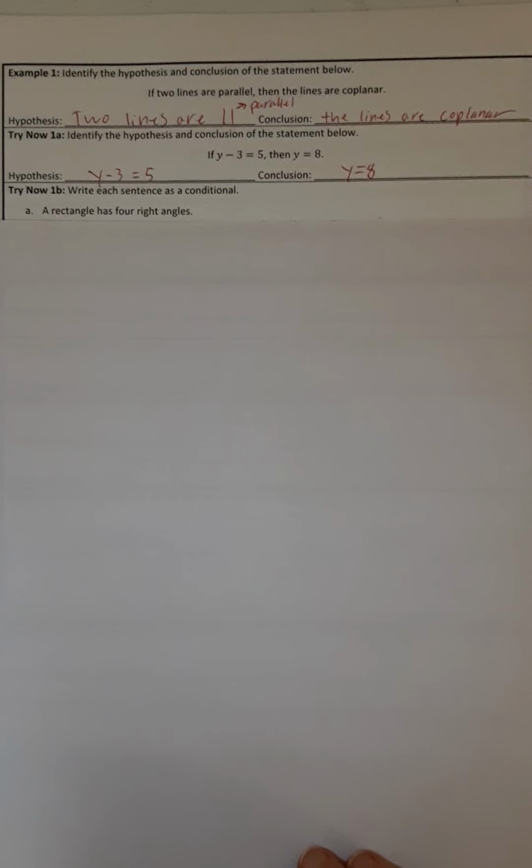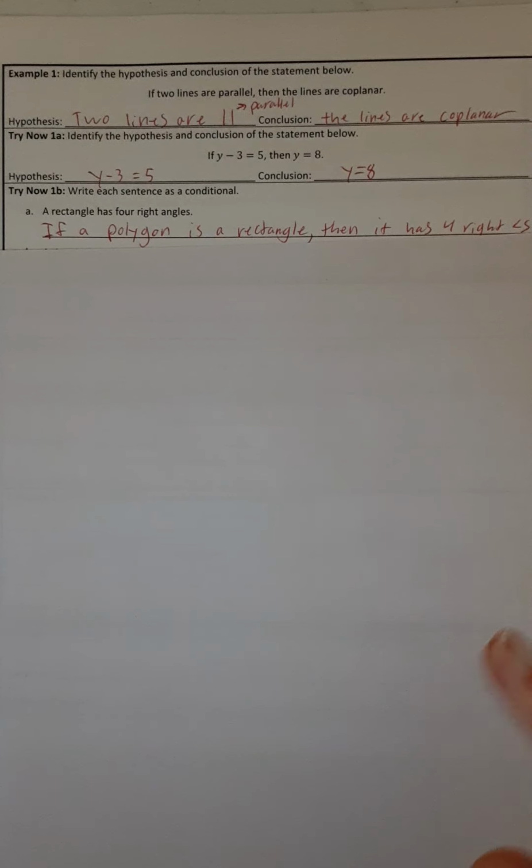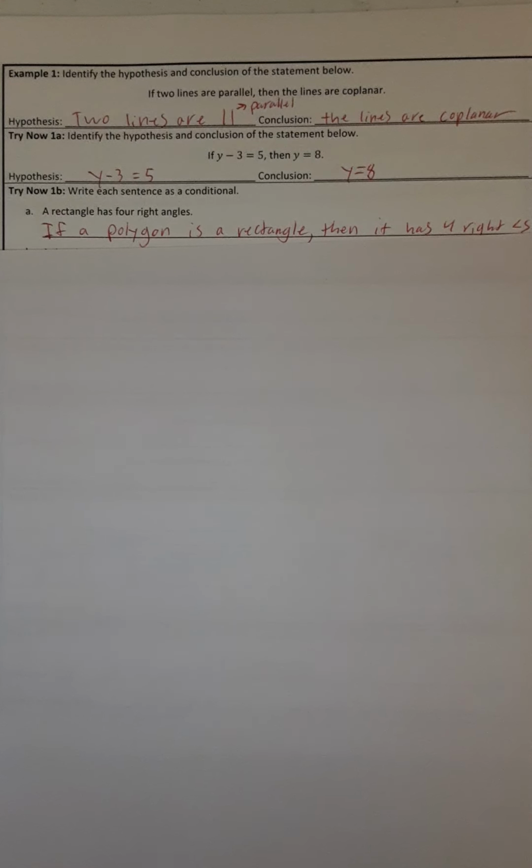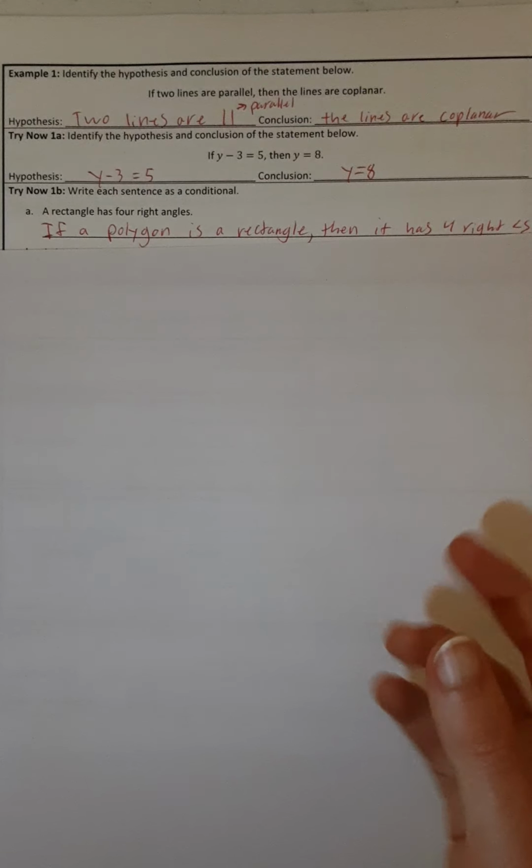Now, try now B, try this one. So for this one, we're writing it as an if-then. So a rectangle has 4 right angles, I can write as if a polygon is a rectangle, then it has 4 right angles. Notice I added the polygon. Sometimes when you switch between types of if-then statements, or you're writing a statement that isn't an if-then as an if-then, you kind of need to add a subject or switch the subject around.